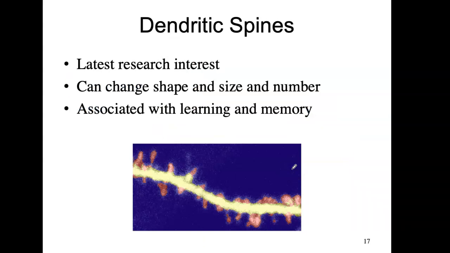They can change shape and size and number. So if they're observed in an individual, you can see that over time there's a change in what those dendritic spines look like. And why? So we believe that they're associated with learning and memory. And so when you train your brain to do certain things, you are creating more of these dendritic spines that make more connections with other neurons, and that's probably what learning is all about.